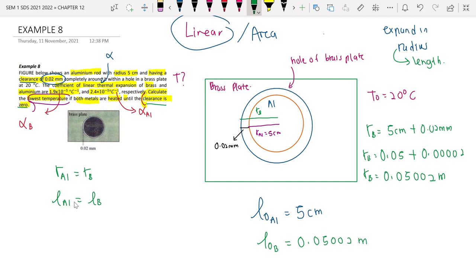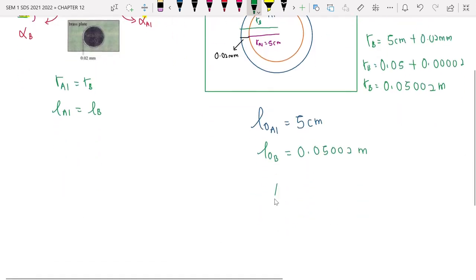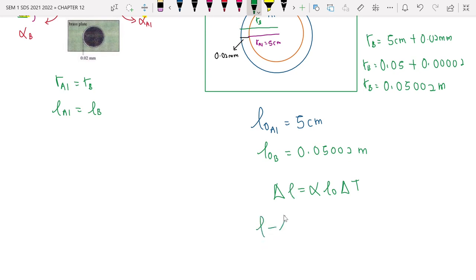And we know the formula of length. Change in length equals the coefficient of linear expansion times the initial length times the change in temperature. And change in length is the final length or new length minus the original length, which equals the coefficient of linear expansion times the original length times the change in temperature. So now I'm going to bring the original length to the right hand side.